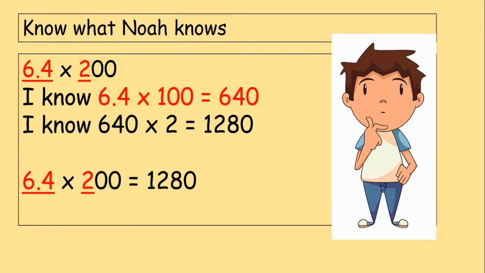Or I could multiply 6.4 times 100, which is going to give me 640. I know that I would then need to multiply that answer by 2 in order to find out what the answer is times 200. 640 multiplied by 2 gives me 1,280. My answers are the same.